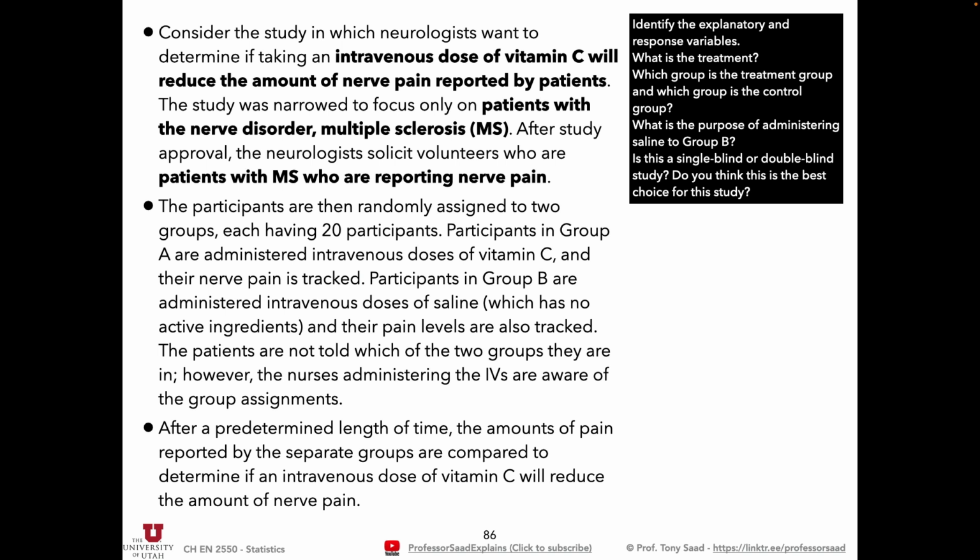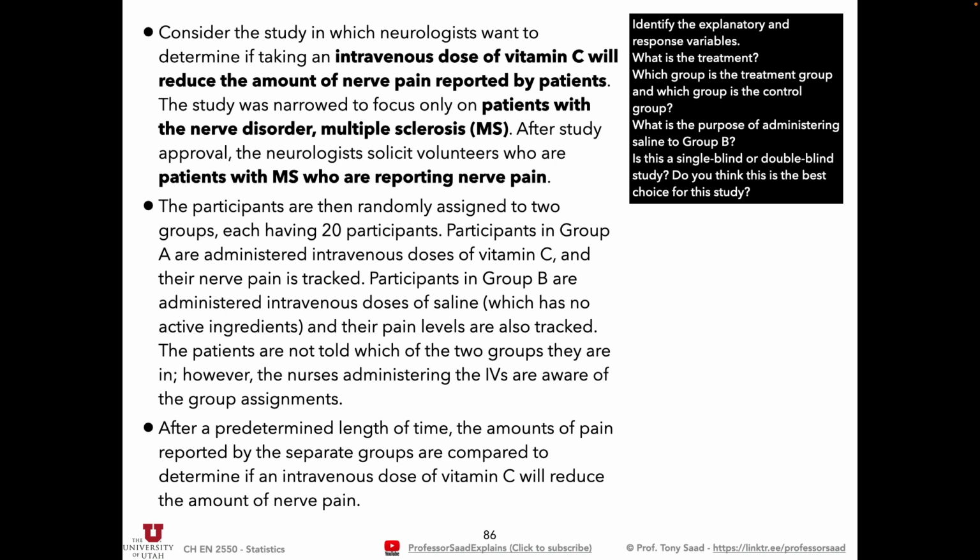So here's the example. Consider the study in which neurologists want to determine, taking the vitamin C example we did before, if it will reduce the amount of nerve pain reported by patients. The study was narrowed to focus only on patients with multiple sclerosis. So that's a very severe neurological disease. It causes lesions in the brain, hardening in the brain, sclerosis in the brain. So essentially hardening of the neurons.